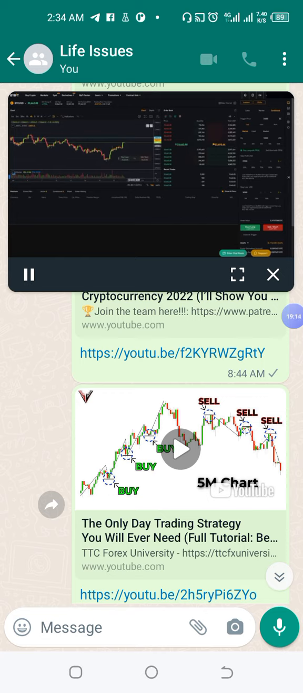So this right here is a decent little trade setup. Now, of course, this is only an example. I don't actually recommend you taking this exact trade in particular. This is just an example.